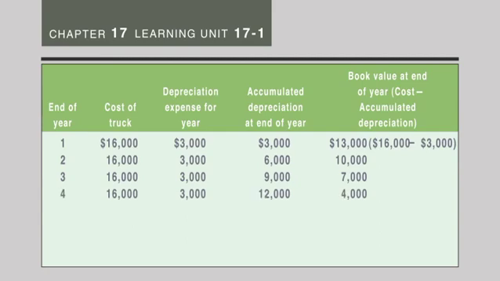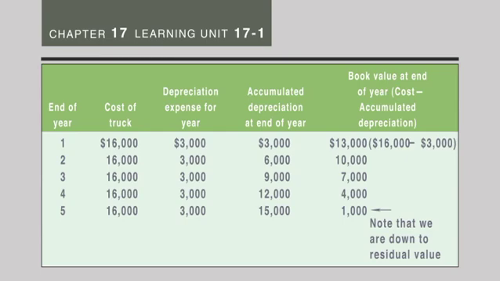In year 4, the truck is still costing 16,000. We're still taking every year an even amount of 3,000 depreciation. Our accumulated is building up by 3,000 to 12,000. And our book value continues to drop by 3,000 to 4,000.